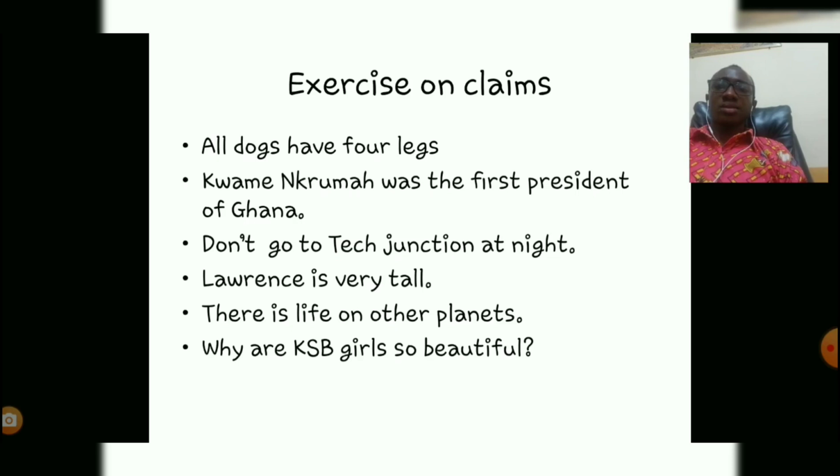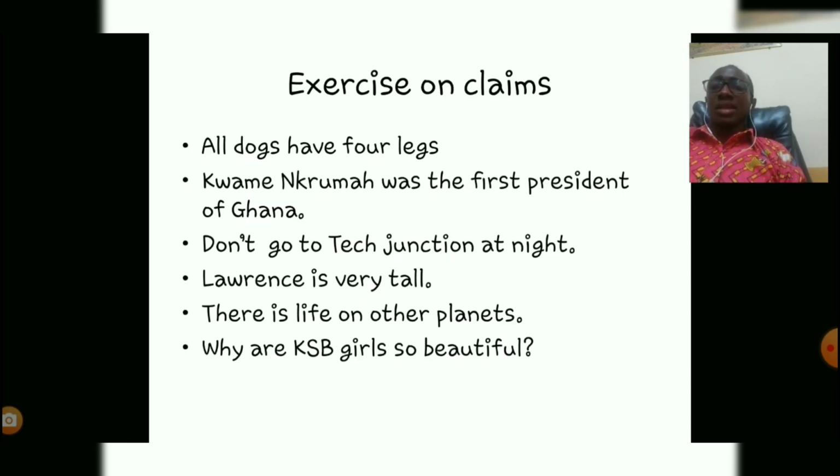The next statement, Lawrence is very tall. How tall is very tall? My tall is different from your tall. So if you remember, a claim shouldn't be ambiguous. So Lawrence is very tall is not a claim.